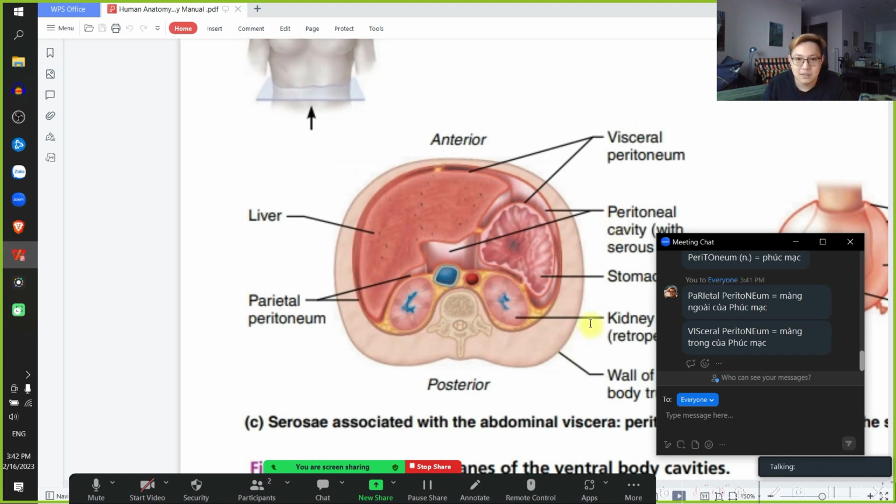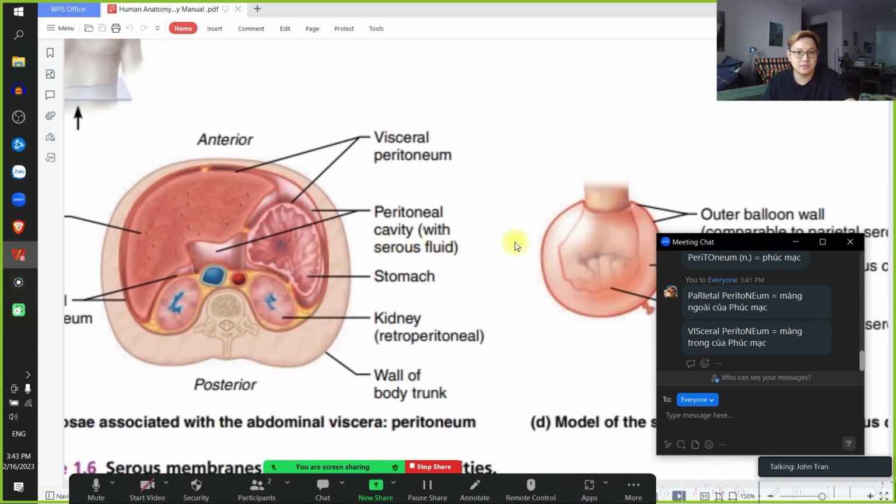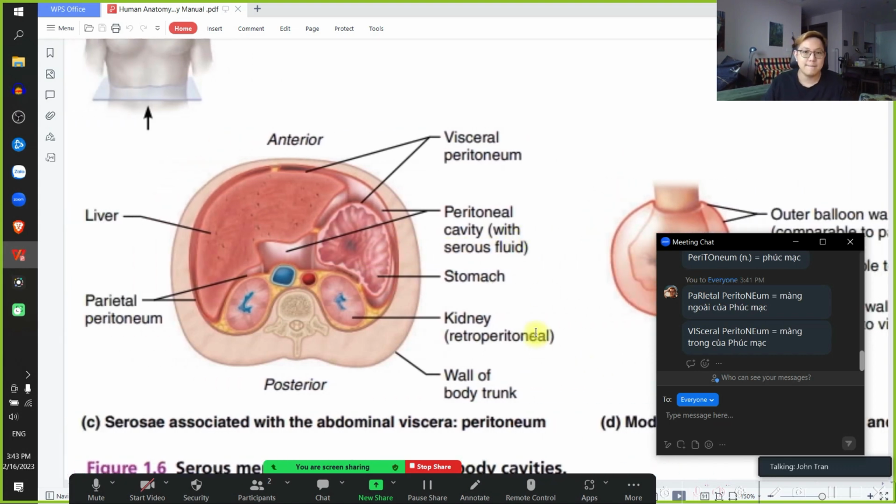Now, of course, in between them, what do you have? Peritoneal. Wait, let me check.